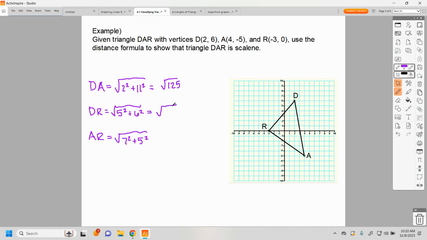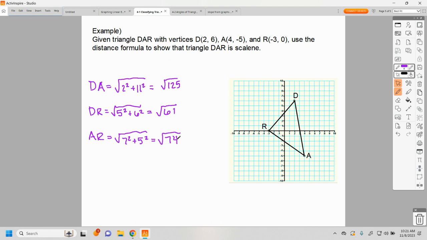All right, 36 plus 25, oh God, 55, 61, yay. And then 49 plus 25, so that would be 74. And none of those match, all right?